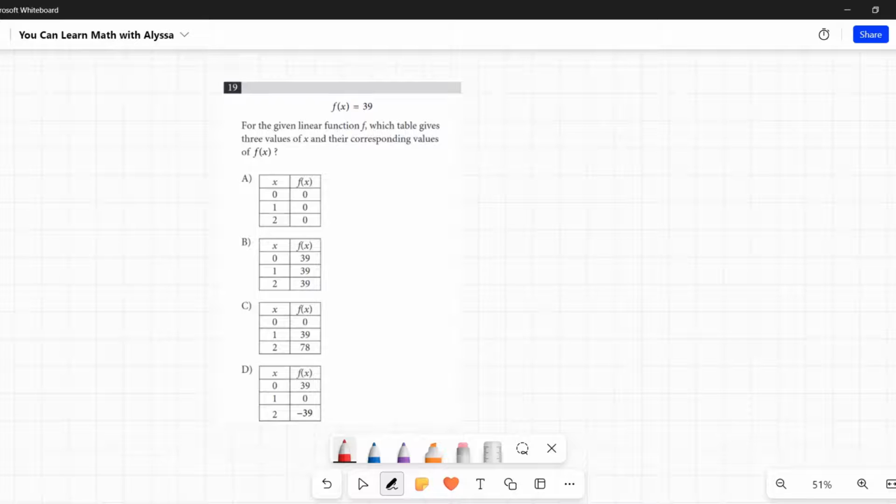Number 19, f of x equals 39. For the given linear function f, which table gives 3 values of x and their corresponding values of f of x? Honestly, this does not seem like a number 19 level question. It seems like something that should have been much earlier, and that in itself can be confusing to students because you almost question, am I missing something? But you're not. It really is a sort of oddball.